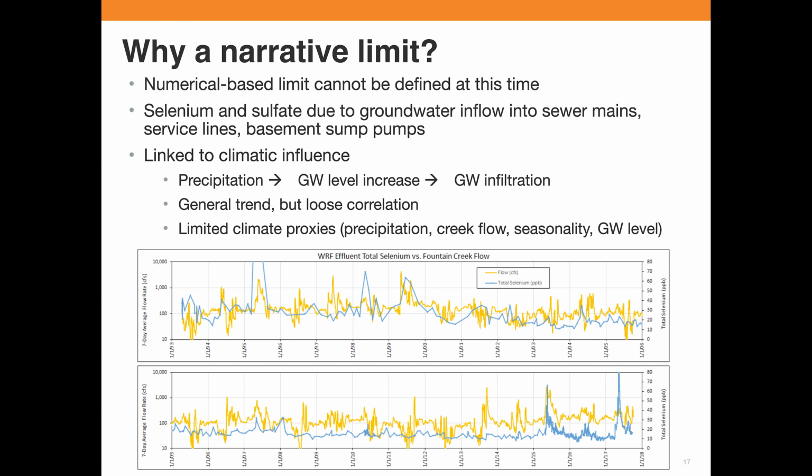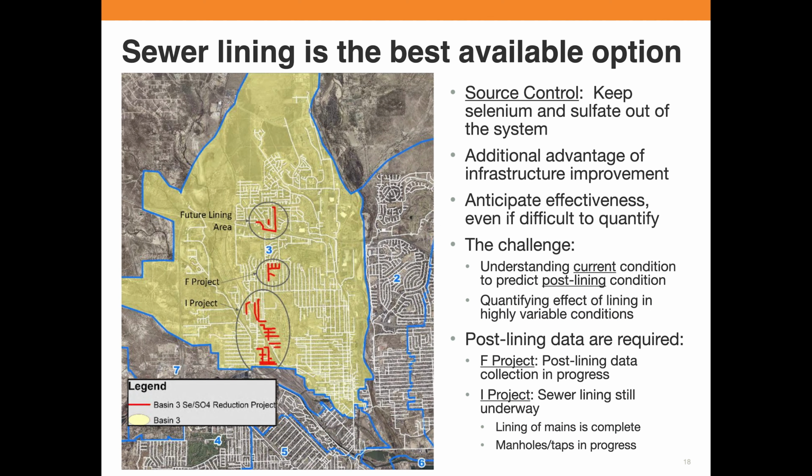So we were trying all sorts of different ways to come up with a number, but the variables were such that we couldn't. So we ended up with a narrative, and what that is, we're going to do source control, try to keep the selenium and sulfate out of our pipes by trying to make sure that the groundwater cannot come in. So we've located different areas within this particular part of the city, and we will be doing lining.